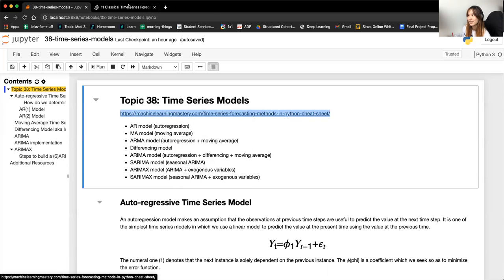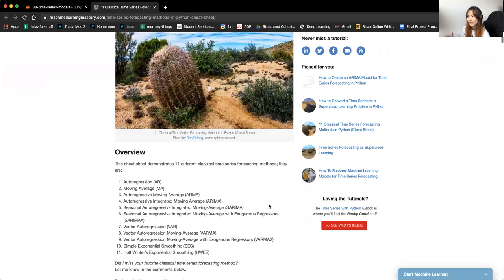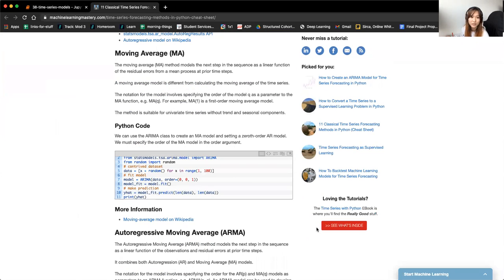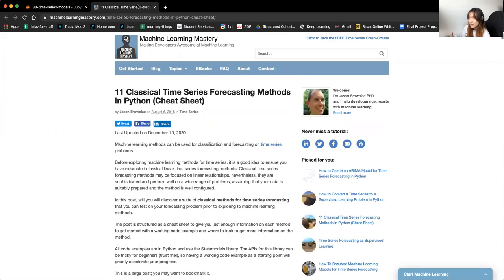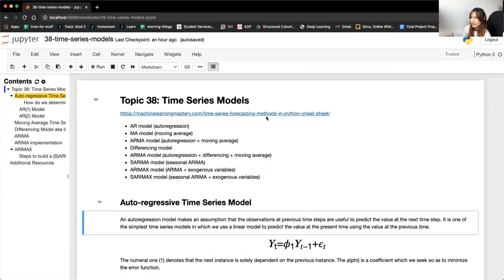I've also linked this. I like this cheat sheet a lot. I think I sent it out to you all yesterday, but this just gives you a quick rundown of the code for implementing each one. And if you look through these, based on whatever you want to implement in your time series model, you'll see that they're all very, very similar.